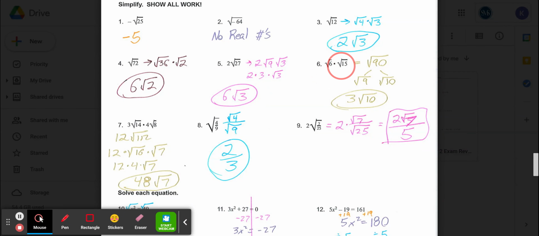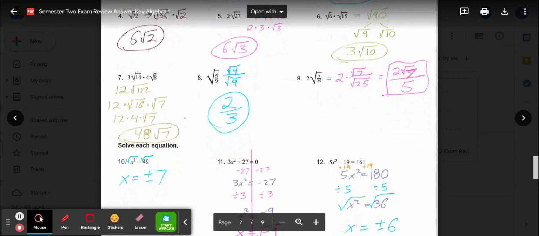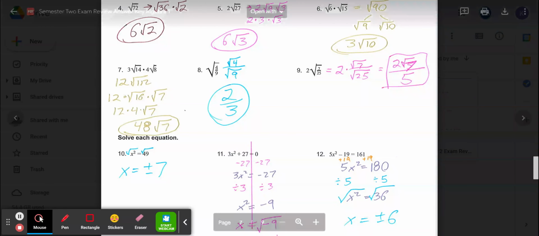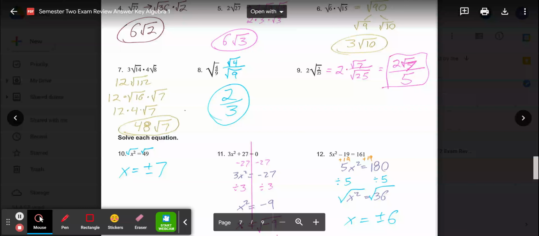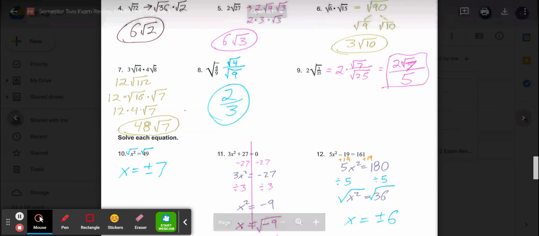6, we want to multiply first, giving us square root of 90. Split that to square root of 9 and square root of 10. Final answer 3 square roots of 10. Then with 7, 8, and 9, you can see the math is laid out there for you. Not going to walk through each one of those, but the math is laid out. Let me know if you have questions on those.